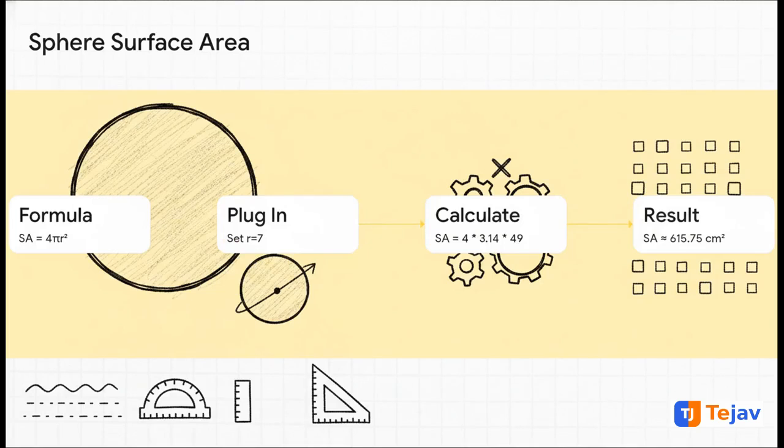Let's tackle a quick surface area question for the sphere. Step 1, write SA equals 4 pi r squared. Step 2, let's say our radius is 7. Just plug it in. Step 3, this gives us 4 times 3.14 times 49, since 7 squared is 49. Step 4, multiply it all out, and we land at approximately 615.75 square centimeters. Notice we're saying square centimeters here because we're finding area, not volume.